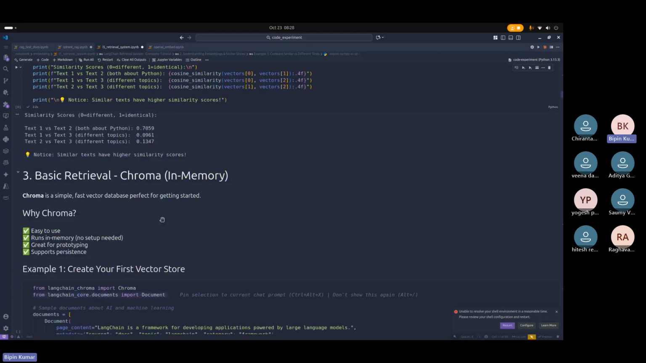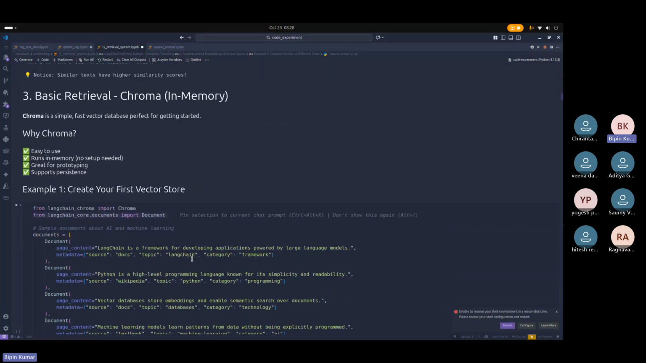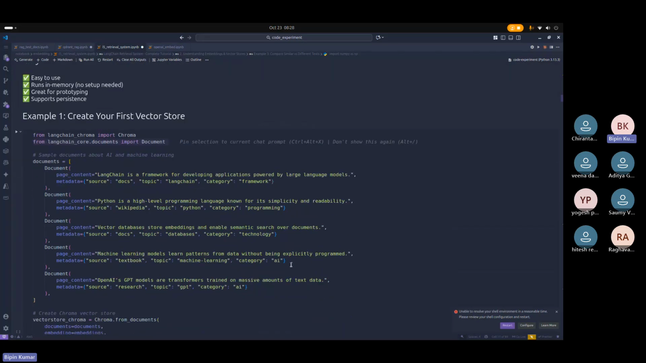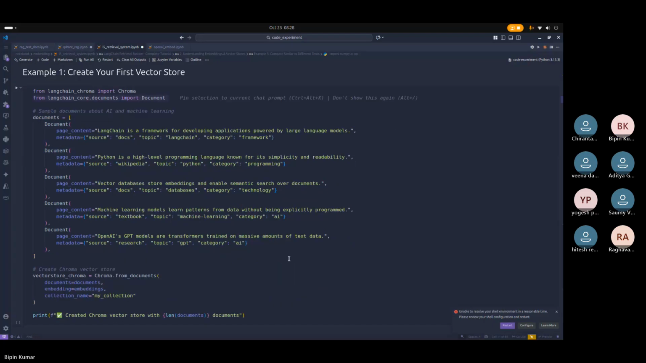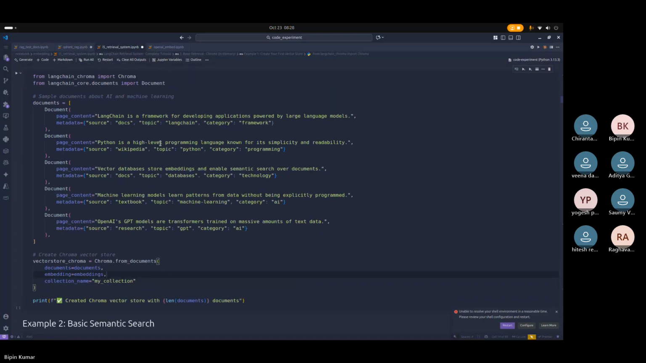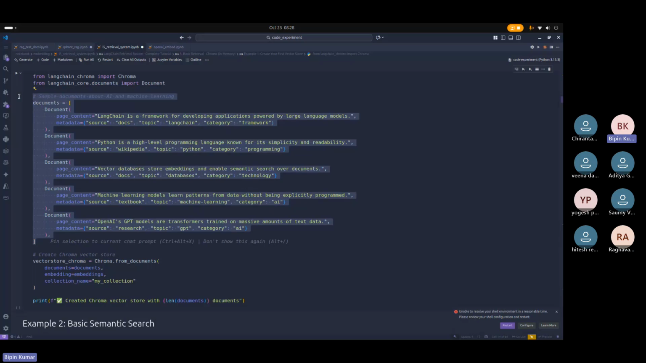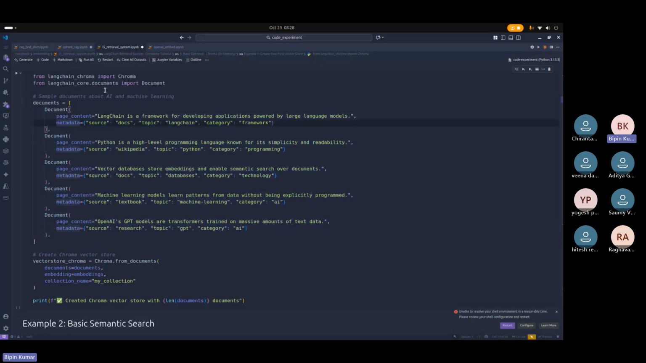ChromaDB we have already seen, but let's say this is in memory. Chroma also gives the option to store it in memory. Okay, so let's see this. First I need to initialize the Chroma library. And if you do the chunking as we have seen earlier, after that the document will be in this format. So there will be a list of documents.